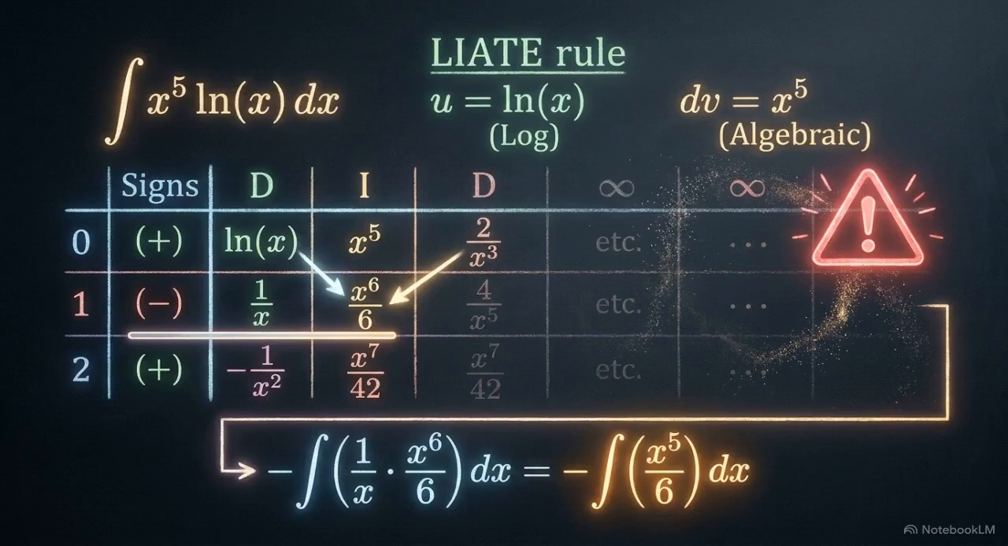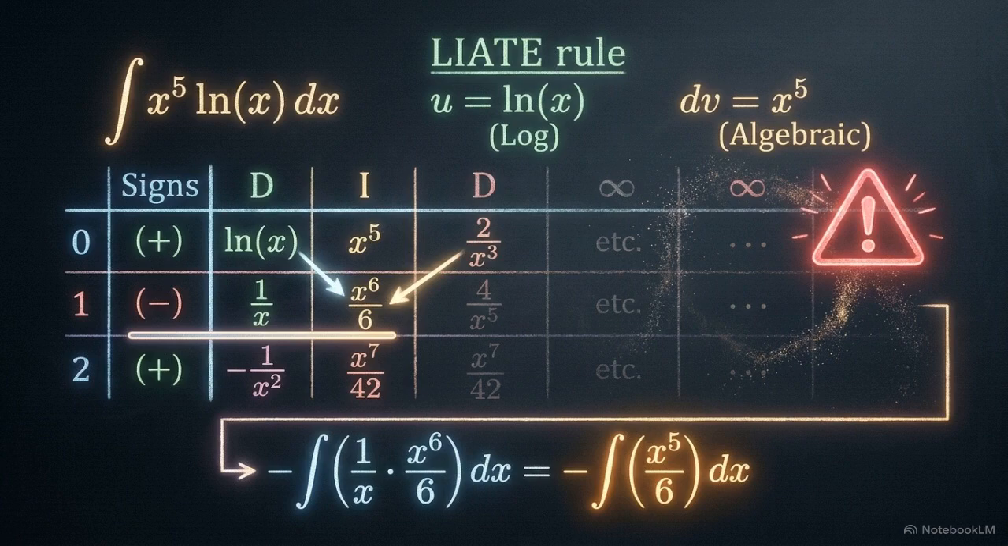However, the tabular method is not a universal solution. Certain functions, like the natural log in the integral x to the 5th natural log of x, cause the algorithm to fail. If we place natural log of x in the derivative column, it never terminates at 0. Instead, it spawns an infinite chain of fractions. Without a 0 to stop the process, the diagonal multiplication could continue forever.